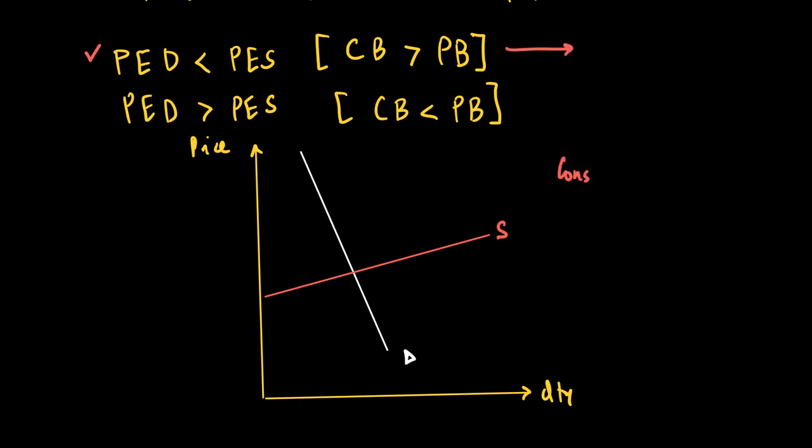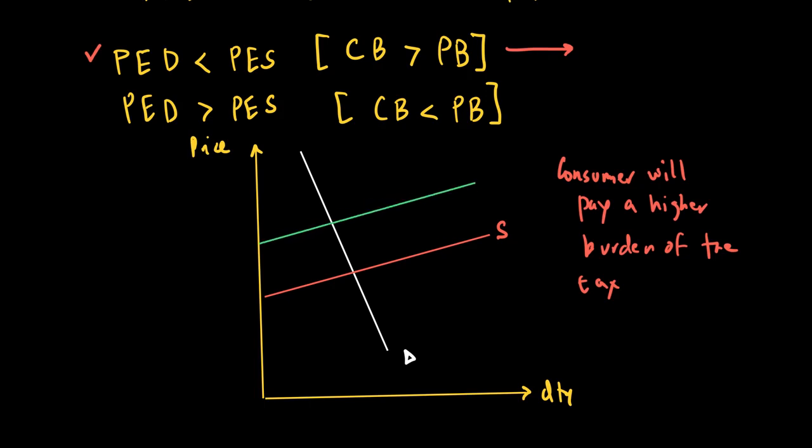So I can say this, consumer will pay a higher burden of the tax. And I can show you as well, by the way. Let's say if we put a tax which is causing the supply curve to shift backward from S to S dash, the price is P naught, the quantity is Q naught, the price goes to P1, and the quantity goes to Q1.